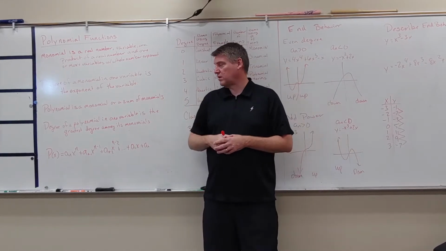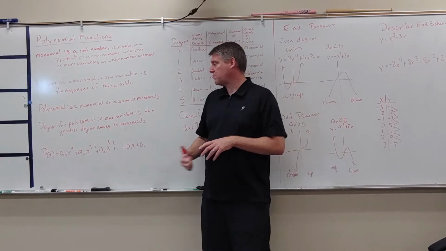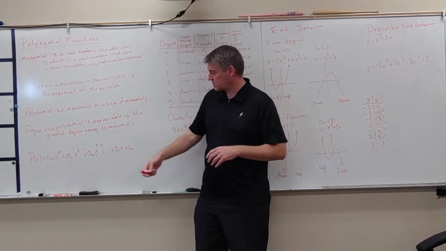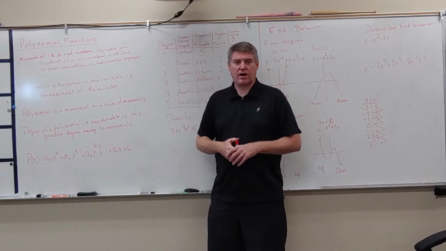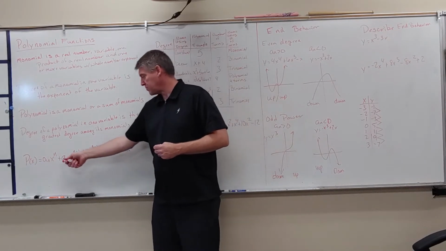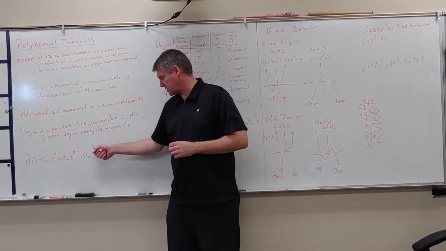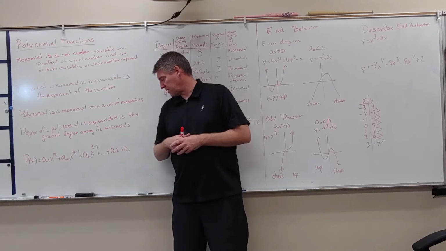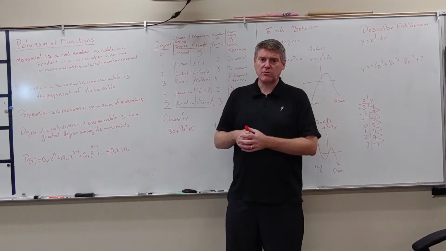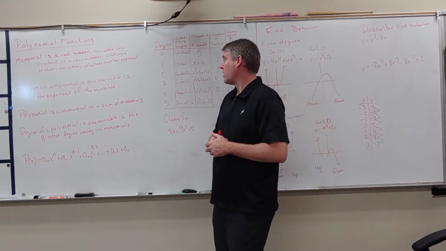Okay? A polynomial is a monomial or a sum of monomials. The degree of a polynomial in one variable is the greatest degree among its monomials. So this is the standard form of a polynomial. P of x equals a sub n times x to the nth power plus a sub n minus 1 x to the n minus 1 plus a sub n minus 2 x to the n minus 2 plus dot dot dot plus a sub 1 times x plus a sub 0. Essentially, we're going to find the highest power and go from highest power to lowest power. Okay?